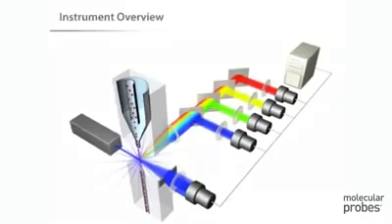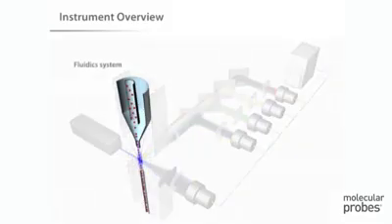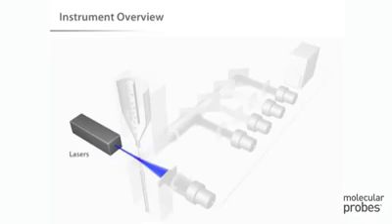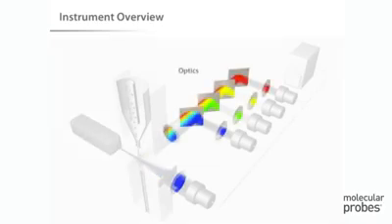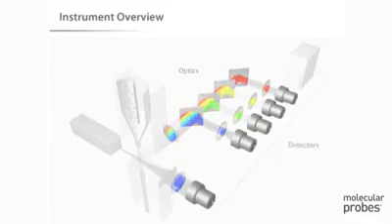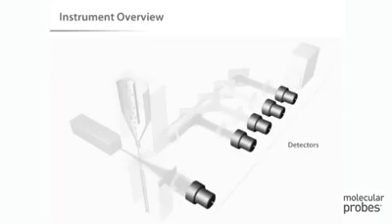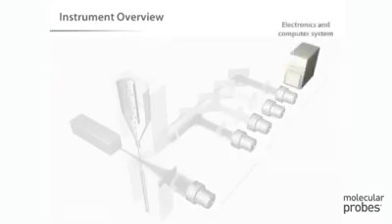This view shows the primary systems of the flow cytometer schematically. These are the fluidic system, which presents samples to the interrogation point and takes away the waste. The lasers, which are the light source for scatter and fluorescence. The optics, which gather and direct the light. The detectors, which receive the light. And the electronics and the peripheral computer system, which convert the signals from the detectors into digital data and perform the necessary analyses.